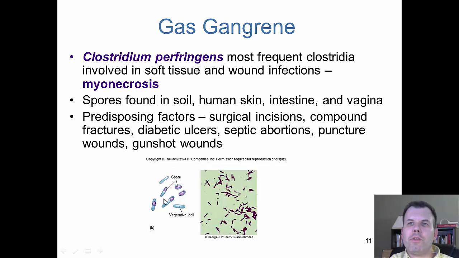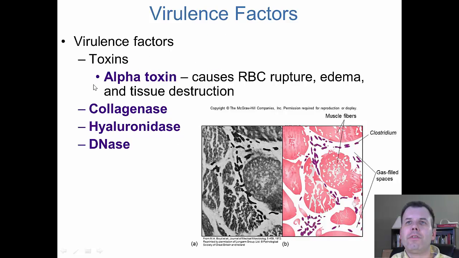Here's a picture of what these spores look like, and you can see the spores tend to grow at the end of the rod. But again, you can see these things, and again, these are anaerobic bacteria. Okay. Again, it releases this alpha toxin, which leads to blood cell rupture, edema, and tissue destruction. It has collagenase, which breaks down connective tissue, hyaluronidase, which is also connective tissue, and DNase to destroy DNA.